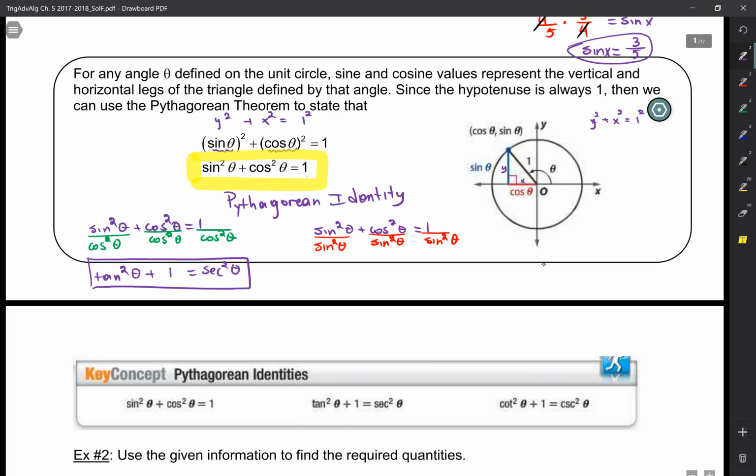First term, what does that give me? Sine squared over sine squared, 1. Plus, what's cosine over sine? Cotangent squared equal to cosecant squared theta. And that is the third very famous identity.